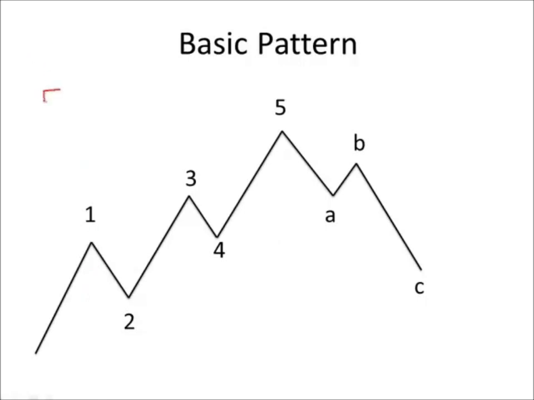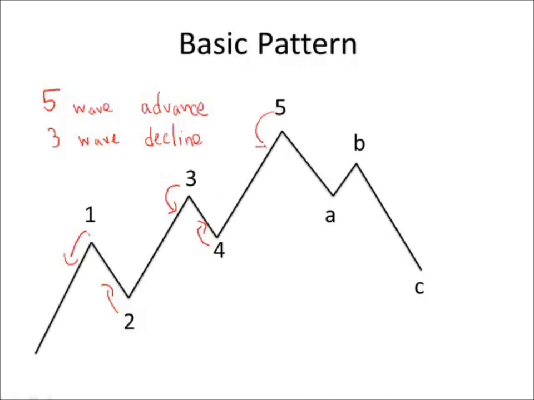So we have a 5-wave advance, and we have a 3-wave decline, which comes at the end. So the 5-wave advance works as follows. This line here is wave number 1. Okay, that's an upward moving wave. This wave here is wave 2. This wave here is wave 3. This wave here is wave 4. And this wave here is wave 5.